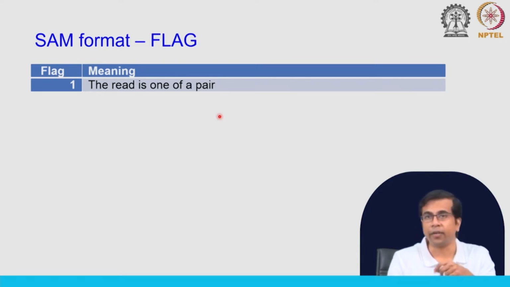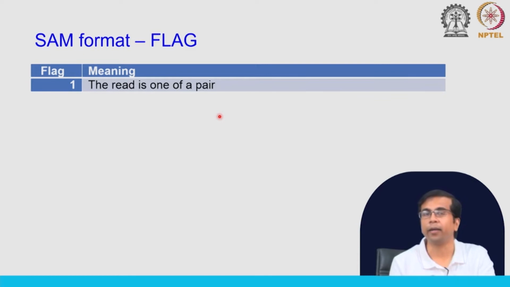The first flag, denoted by the number 1, means the read is 1 of a pair. We are trying to interpret this in the context of Illumina data. Of course, there is a slightly more general interpretation of these flags. For example, this one does not always mean paired end data, it means you have templates matching to multiple regions of the reference. We will interpret this in terms of Illumina data, because we are going through examples of Illumina data.